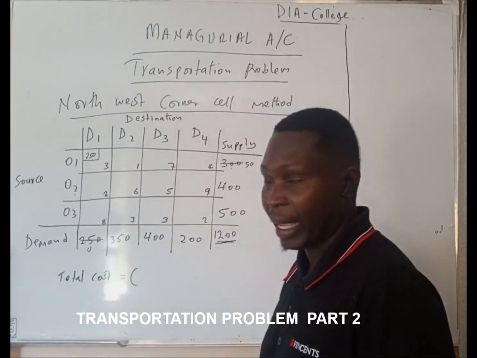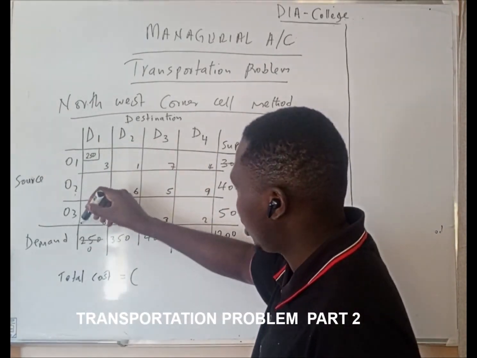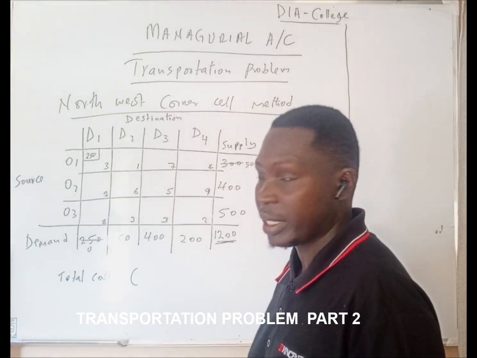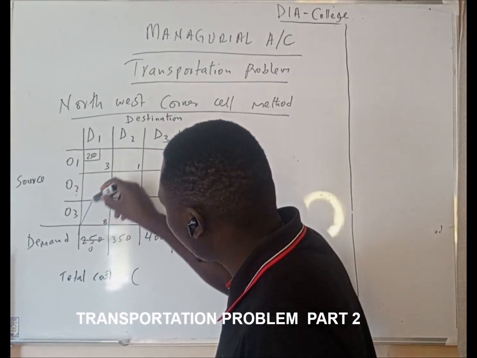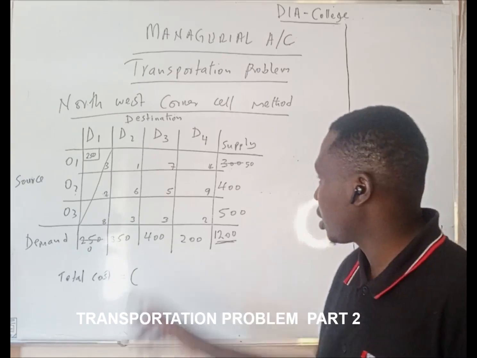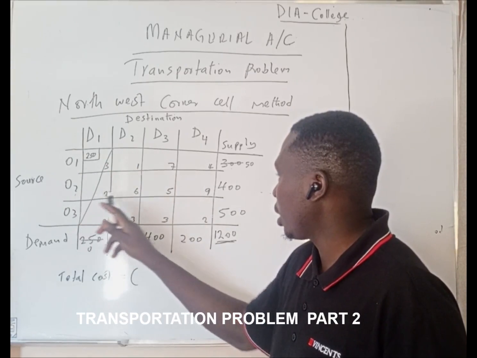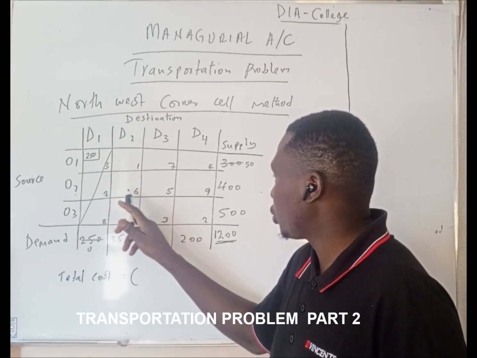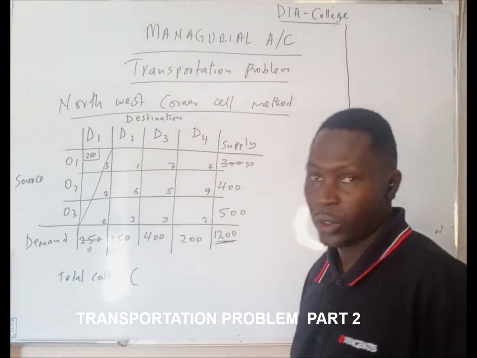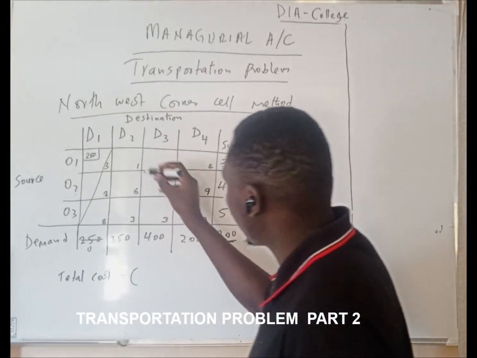Therefore, I have to close this column for demand destination 1, because it no longer participates since we have fully supplied what it needed. So I will close this cell. Alright. Now we'll identify from the remaining cells. The remaining cells start from here, O1, D2, O2, D2, and so forth. We have all these other cells remaining. This is where we are going to identify our next northwest corner. Our next northwest corner is going to be found here.